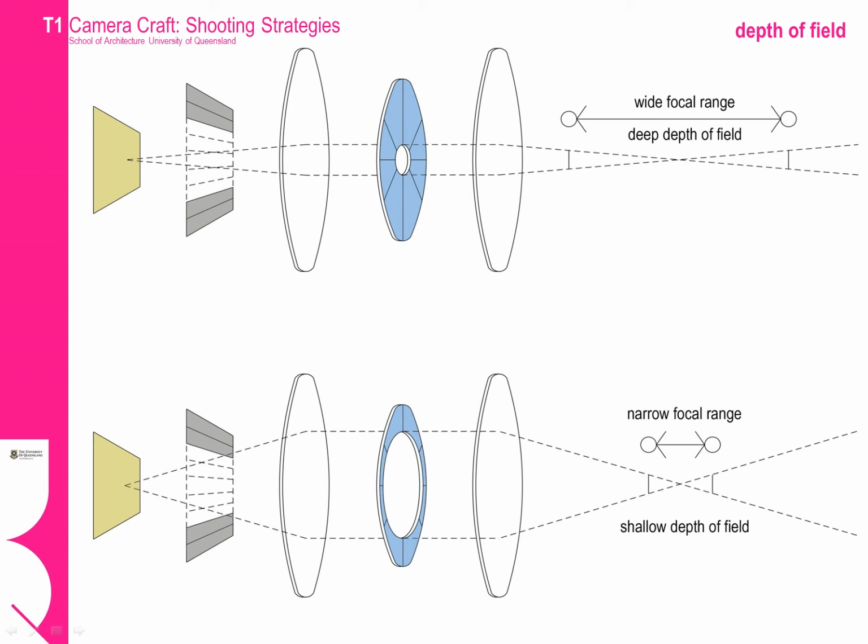When we close the aperture down, as per the top diagram, we have less bending, and the result is a wider focal range or depth of field. The bottom diagram shows the aperture opened up and creating more bending, which results in a much narrower focal length or a shallow depth of field.